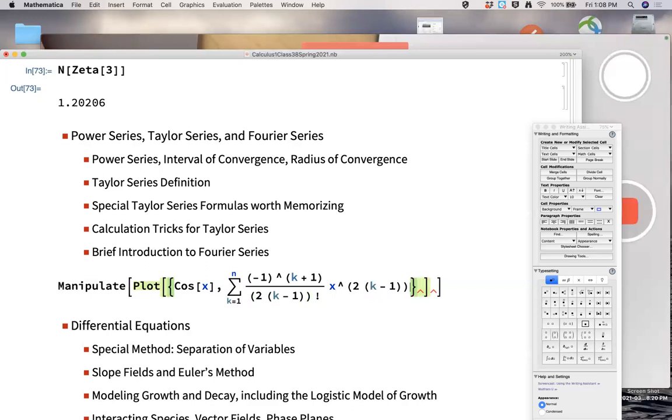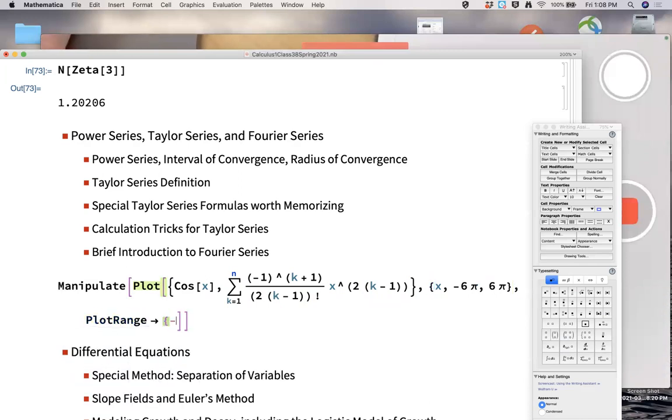What in the world am I doing here? Hang on here. Hopefully I haven't made a mistake. Let's graph this from -6 pi to 6 pi. Make the plot range -2 to 2. And let's let n increase, starting at 1 and going up to 10 in increments of 1. Or let's go up to 20. What in the world am I going to see here? Hopefully, if I haven't made a mistake, we'll see something kind of cool.